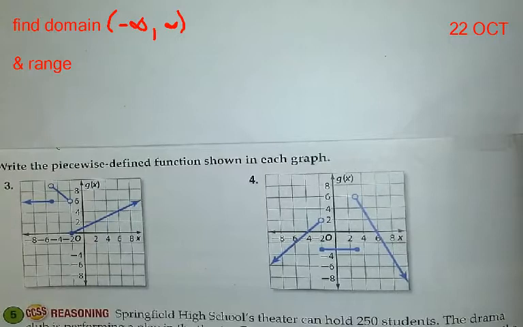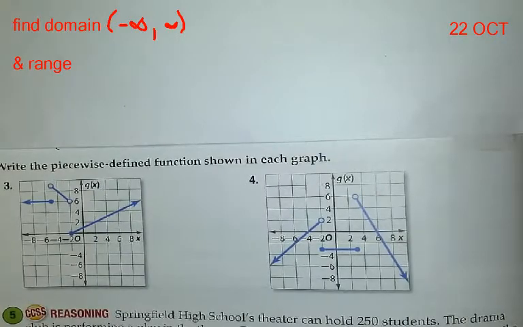Now, what's the range? That's the tricky part. What y values am I using? Well, I'm definitely not using any of these y values down here, right? In fact, the lowest y value I ever use is right that dot. That's 0. So the smallest y value is 0.